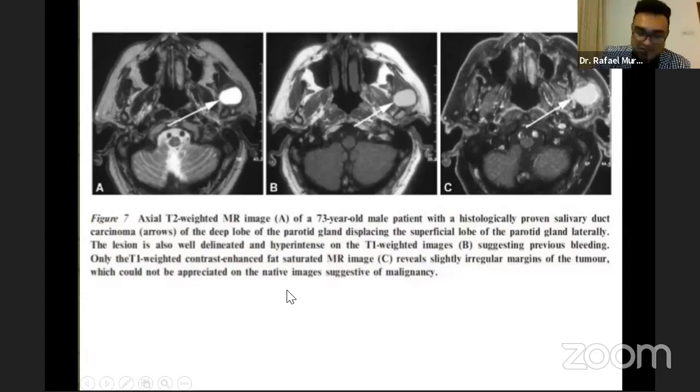This hyperintensity on T1-weighted image suggests previous bleeding. Only the T1-weighted contrast-enhanced fat-saturated image reveals the slightly irregular margin of the tumor, which could not be appreciated on native images, suggestive of malignancy.